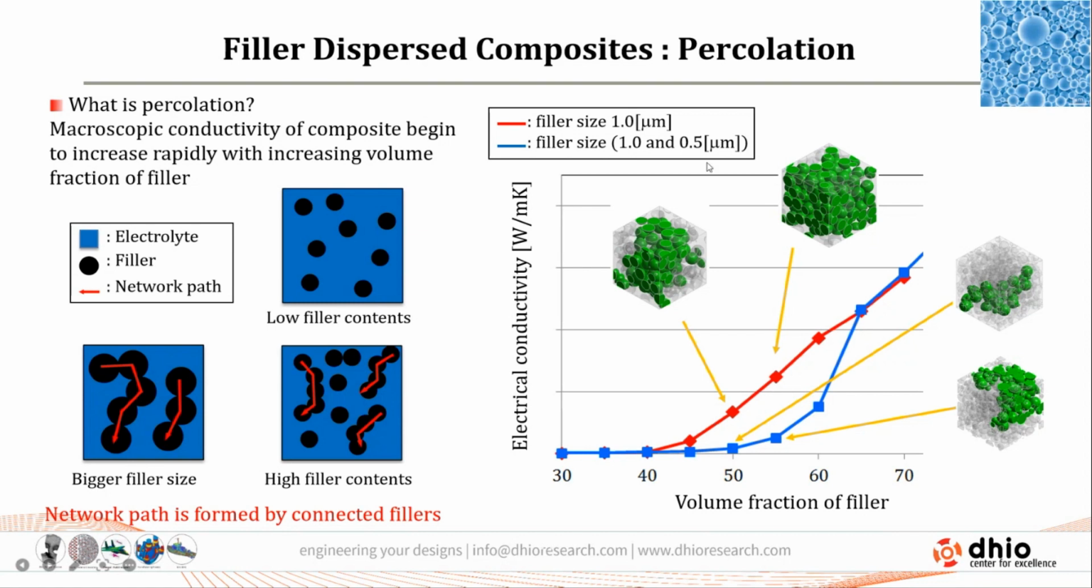By having just 0.5 micron filler size, there is a drastic reduction in the electrical conductivity seen after 45% of the volume fraction. You can see there is a drastic reduction in the electrical conductivity by varying the volume fraction of the filler. So these are the properties we can compare, and we can do different kinds of parametric studies in order to design the composites.